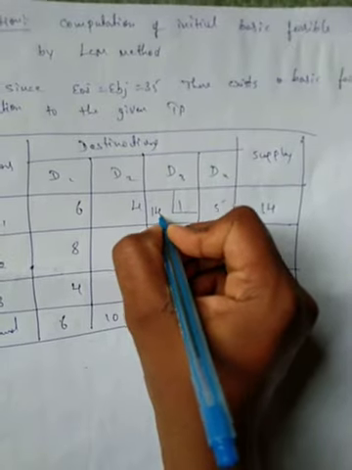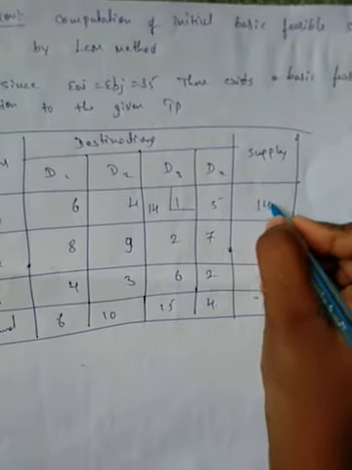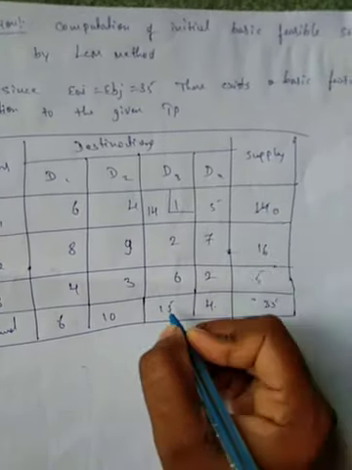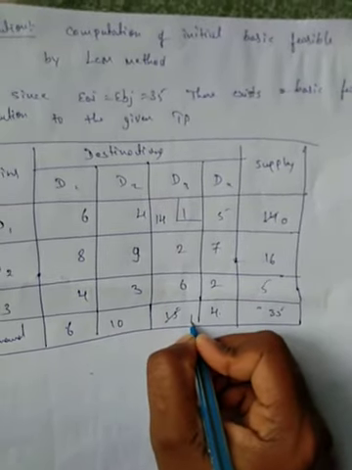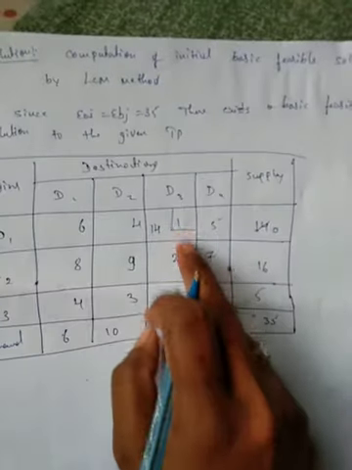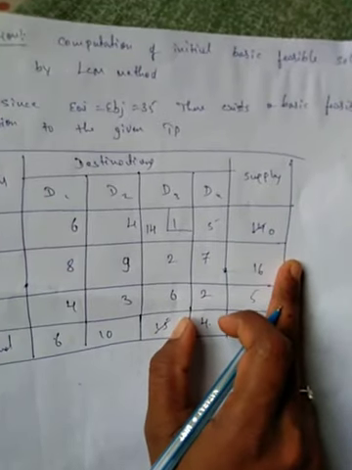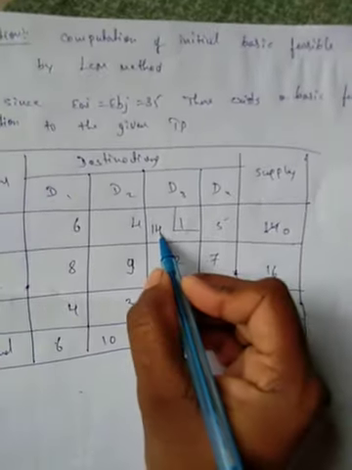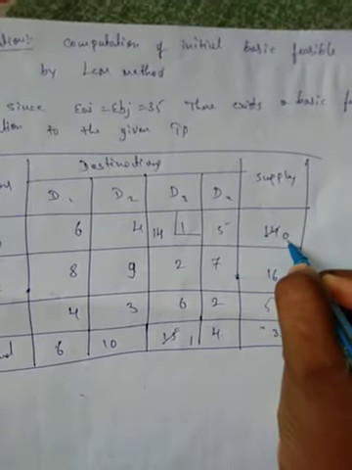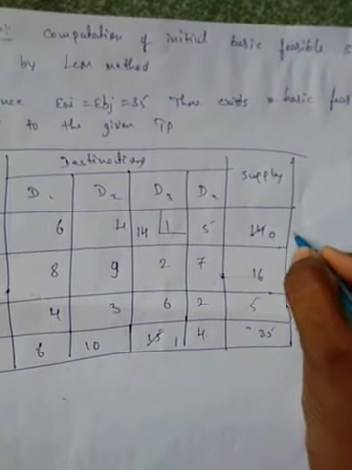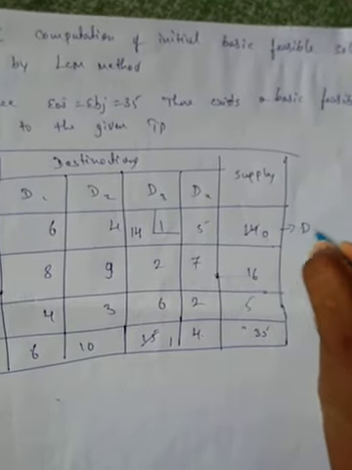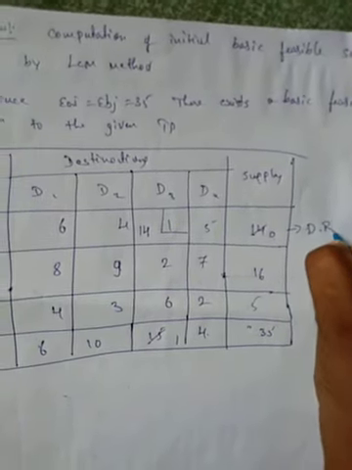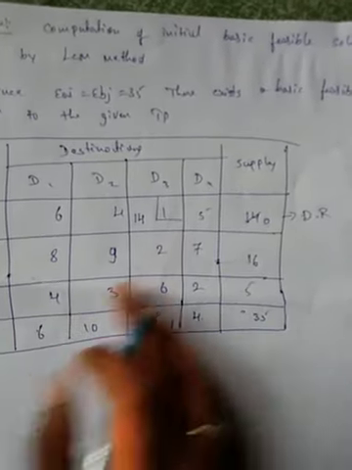So I allocate 14 here. 14 minus 14, 0. 15 minus 14, then I'll get 1 and go to step 2. So this is the step 1. In step 2, if the allocated value is equal to supply, then delete the entire row. So this is the deleted row and go to step 3, deleted row.